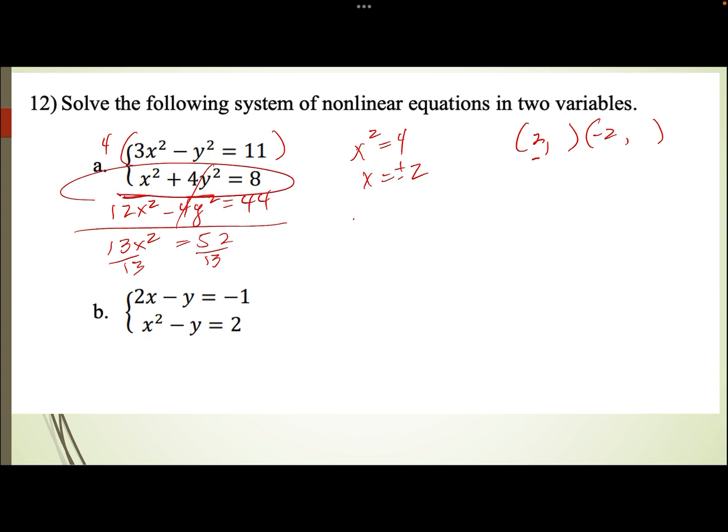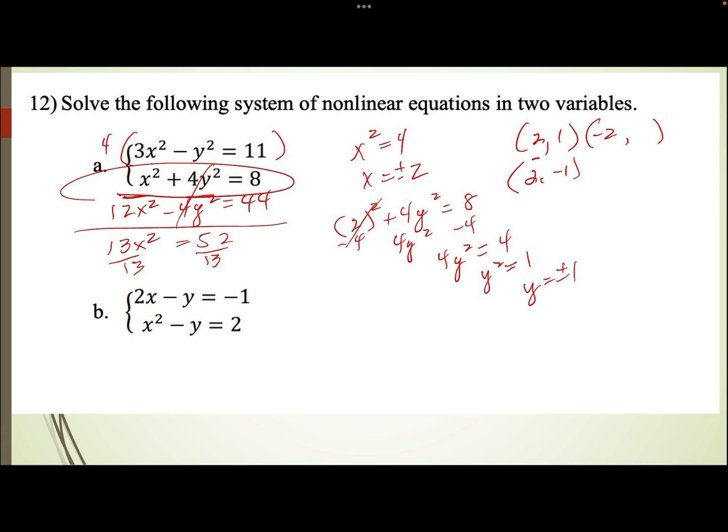So if I put 2 in for x, I get 4y squared, and then I minus 4 here. So 4y squared equals 4. Y squared equals 1. So again, I get y equals plus or minus 1. So with the positive 2, I get 1 and negative 1.